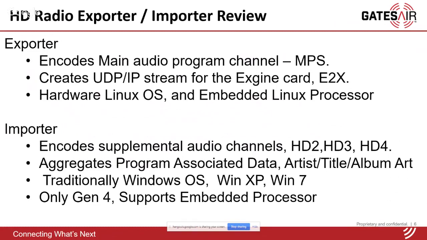Now, on the exporter, typically the hardware in the past has always run off of a Linux OS. The early days, it was off of a PC-type hardware. More recently, in the Gen 3, it was an embedded Linux hardware. The importer, the function of that is primarily to encode the secondary channels, such as the HD2, HD3, and HD4 channels. It also aggregates the program associated data, the artist and title, the album art, and sends that along with the encoded audio to the exporter via TCP/IP.